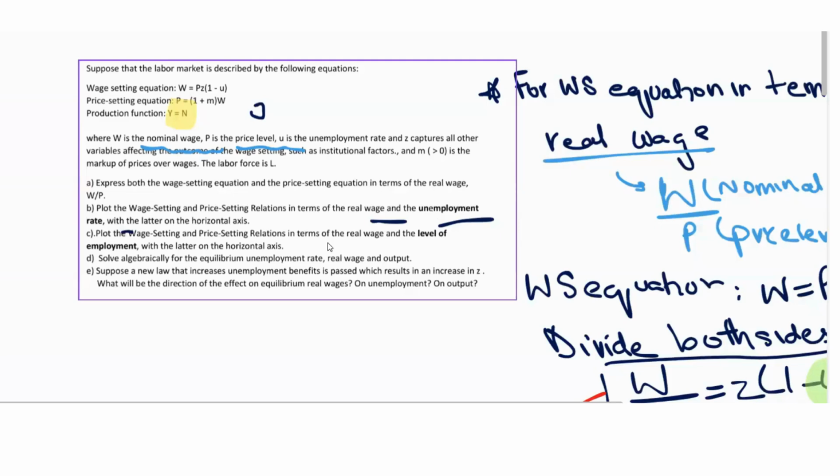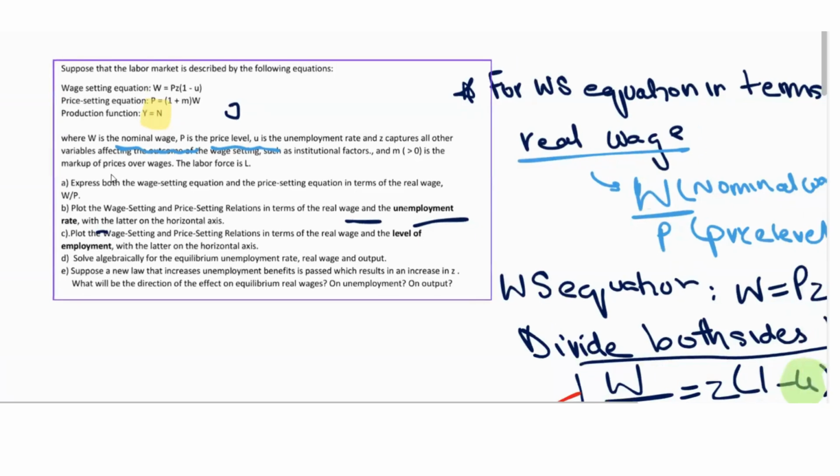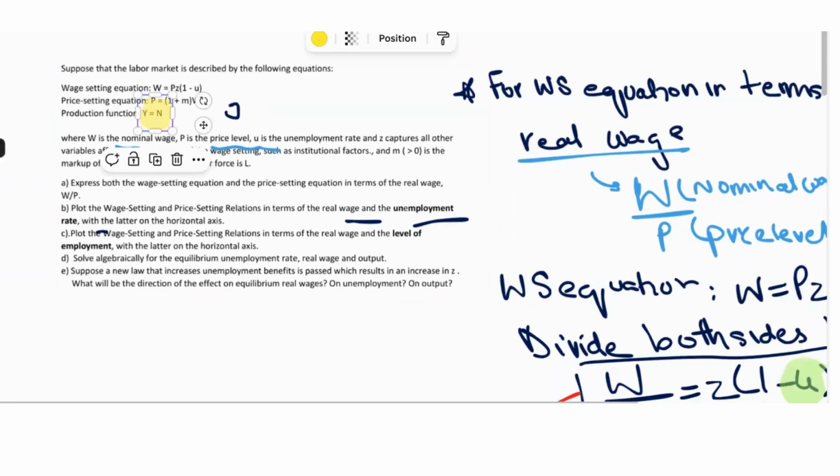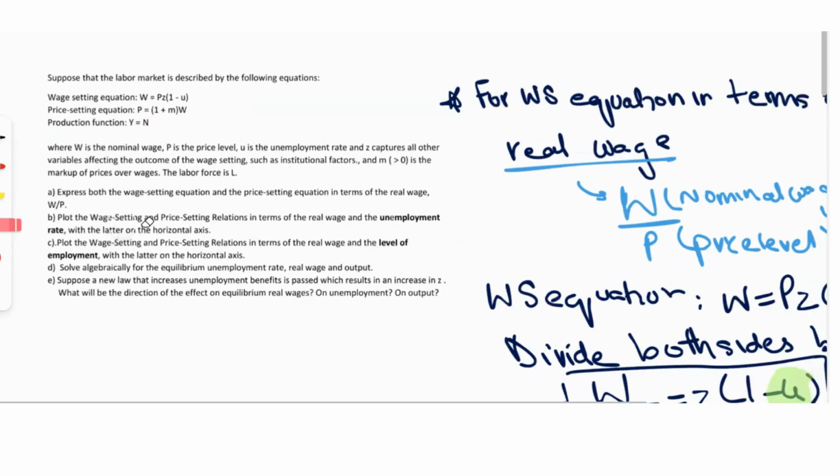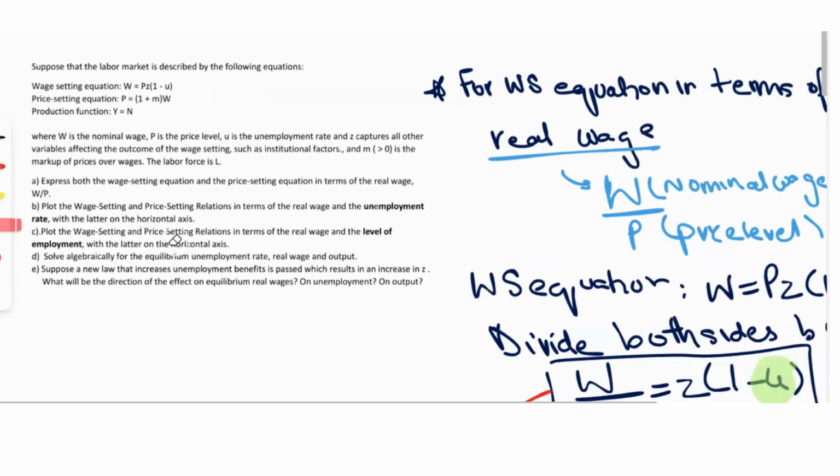So looking at this question related to the WS-PS model, in the first part we looked at how we can write our WS and PS equations with the system. These are the WS and PS equations in terms of the real wage. Then in the second and third parts, we plotted them first against one variable and then against another. And in the fourth part, we finally solved for the equilibrium unemployment rate, real wage and output.